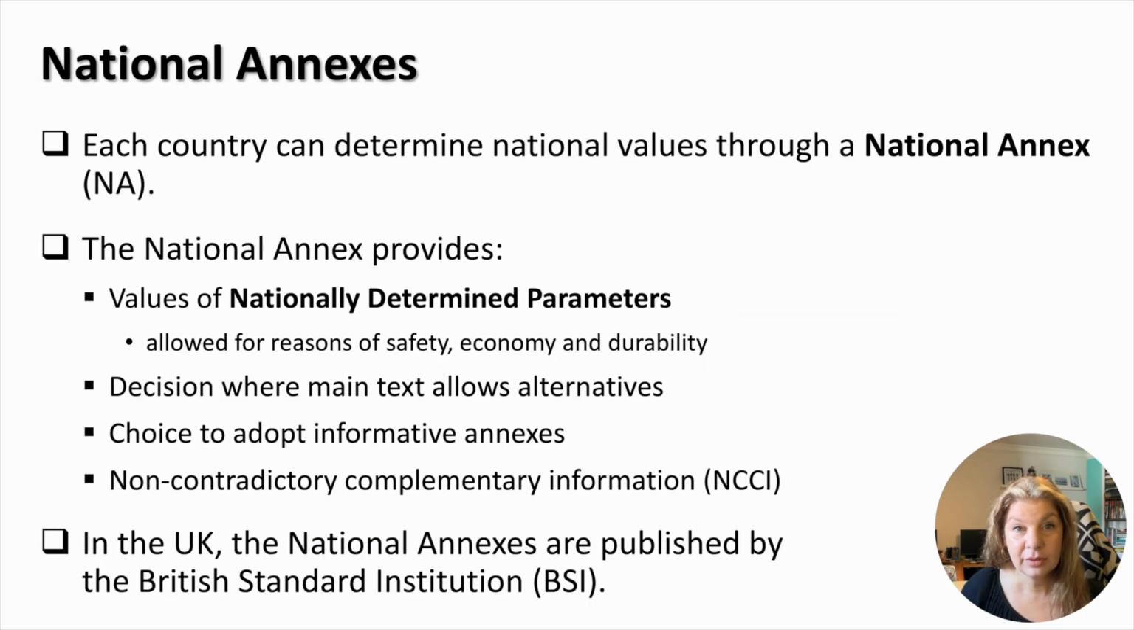The design procedures and parameters adopted by the Eurocodes can be amended in each country by national annexes. These are based on reasons of safety, economy and durability. In the UK, the national annexes are published by the British Standards Institution.